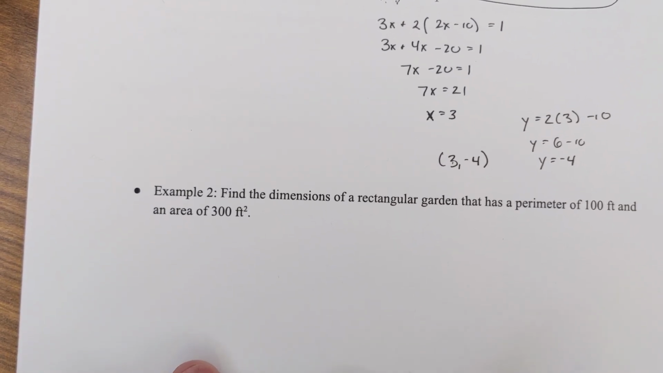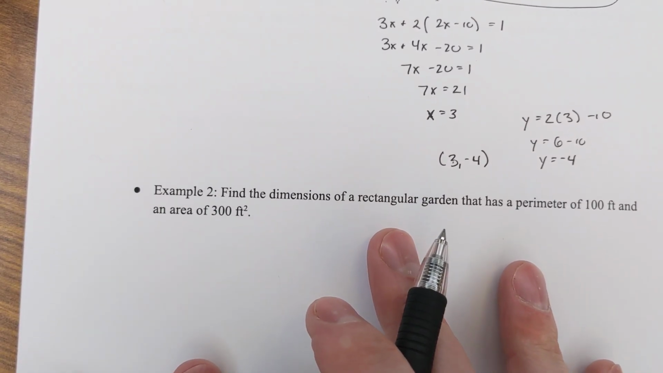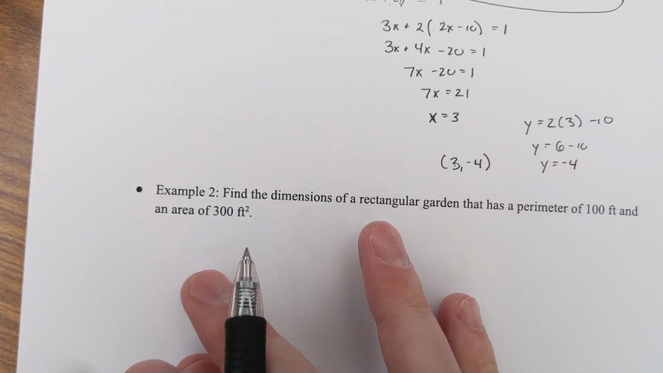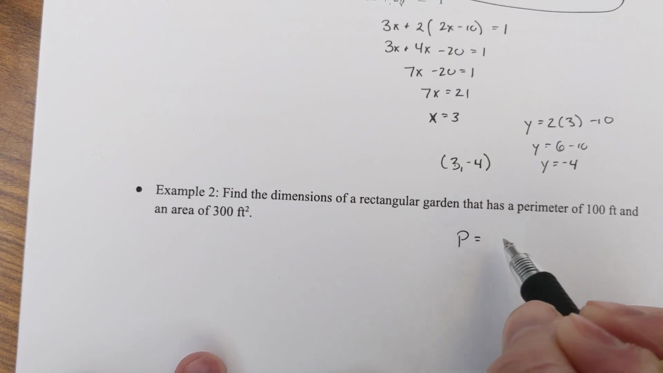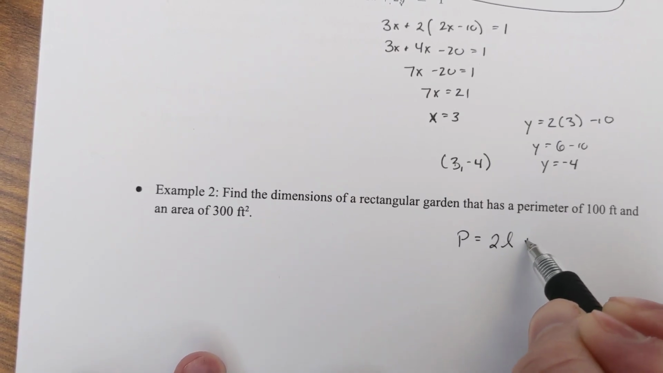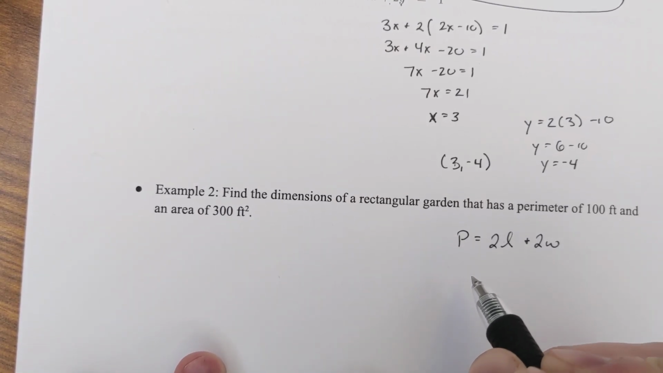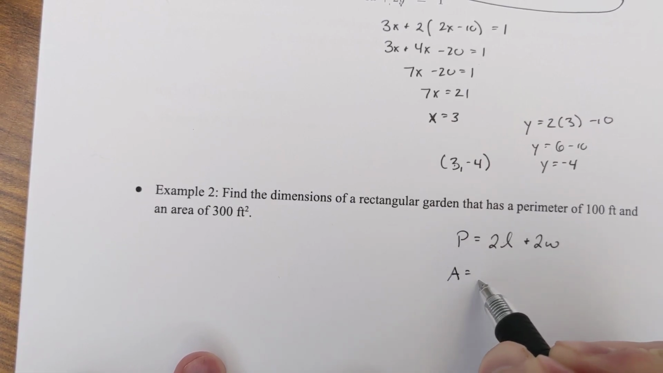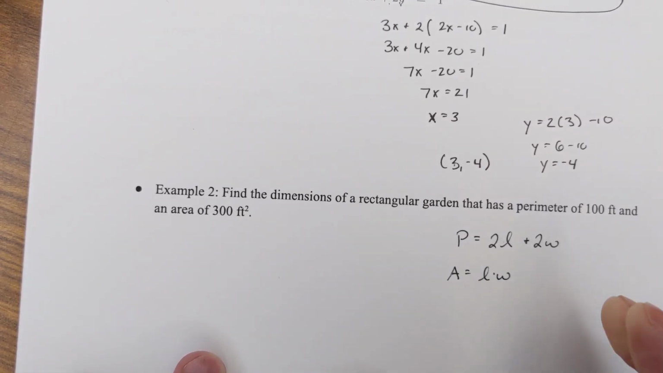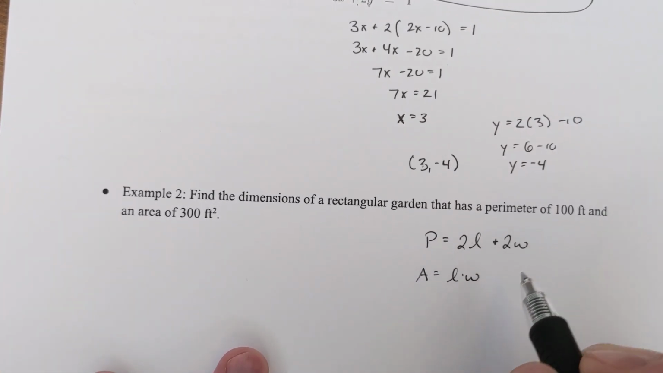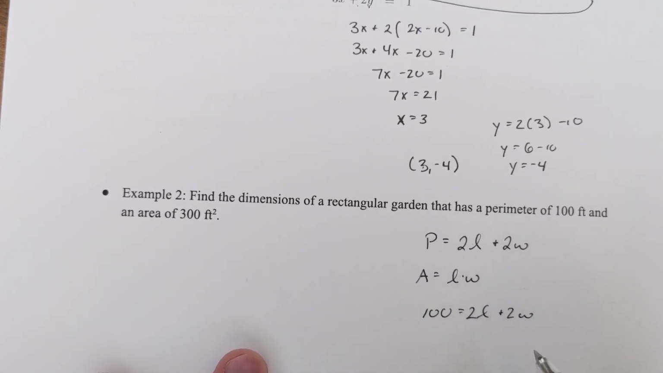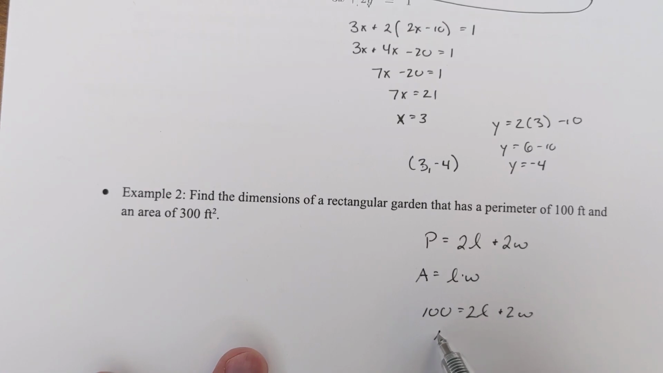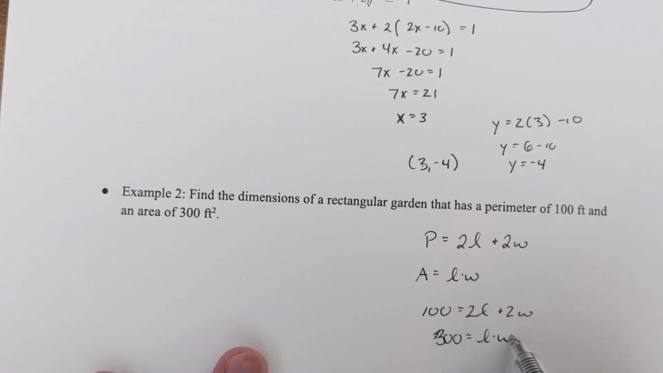Okay, so for example 2, find the dimensions of a rectangular garden that has a perimeter of 100 feet and an area of 300 square feet. So the equation for the perimeter of a rectangle is 2 lengths plus 2 widths. The area of a rectangle is length times width. Now, I know what the perimeter is, so 100 equals 2L plus 2W. I also know what the area is. So 300 equals length times width.